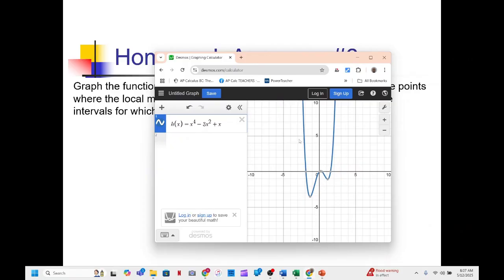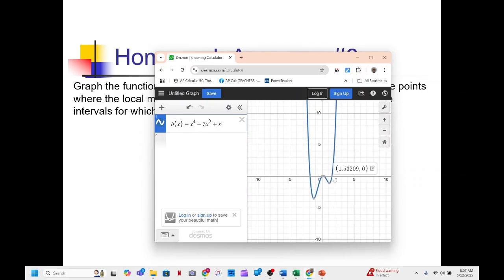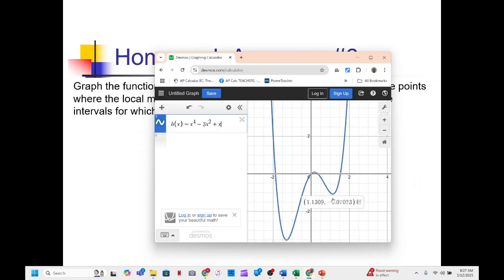Now in terms of turnarounds, since this is x to the 4th, I'm expecting at most 3 turnarounds. And I only see, let's see, we got 1, 2, 3 actually. So all 3 are accounted for. And we're also expecting at most 4 x-intercepts since this is x to the 4th. Let me zoom in and let me zoom out first and make sure there's nothing hiding anywhere. Nope.